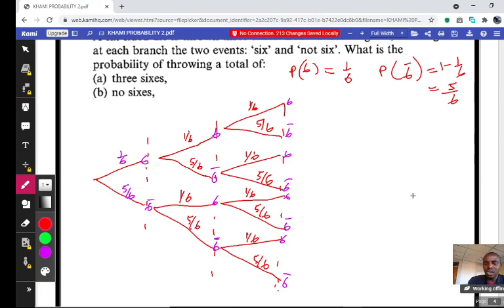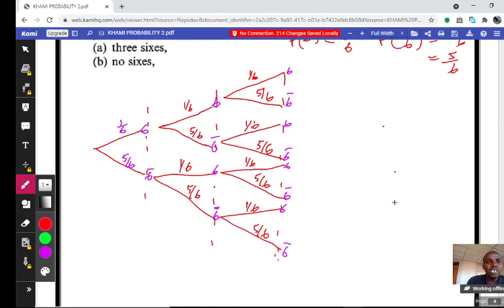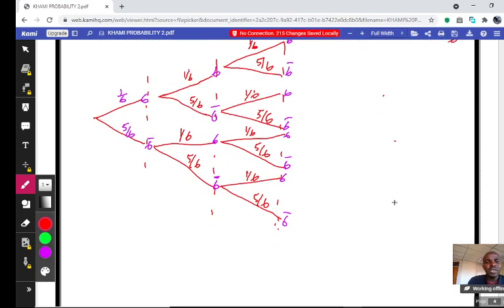Now, to the questions. They are asking, what is the probability of throwing a total of 3 6s? That is the first part. A total of 3 6s. So let's move on to calculate the probability. Please take note: as on number 2, it's the probability of a 6 followed by a 6 followed by a 6. That's the first part. So 3 6s. There must be 3 6s.